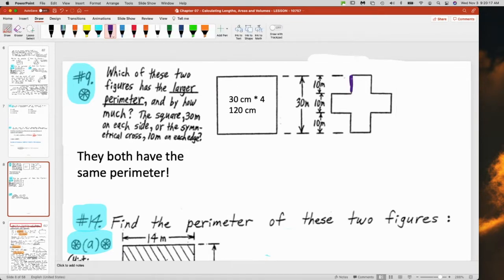Each of these line segments is worth 10, okay? Each of those is worth 10. So I'm going to start counting. Ready? 10, 20, 30, 40, 50, 60. I'm halfway now. See that? 70, 80, 90, 100, 110, 120.